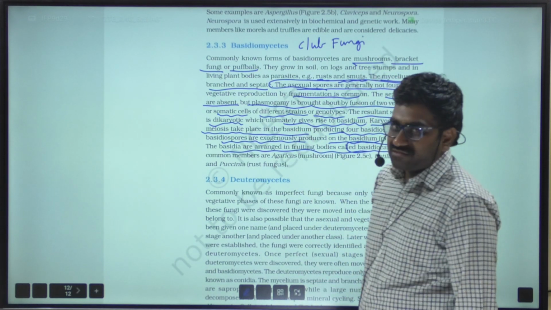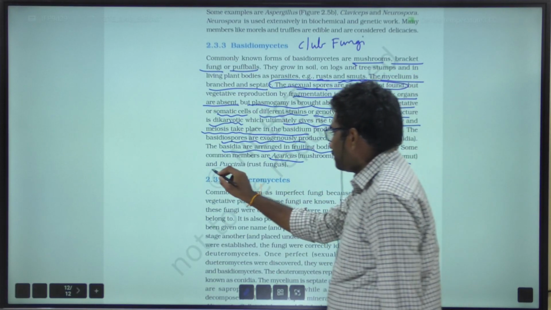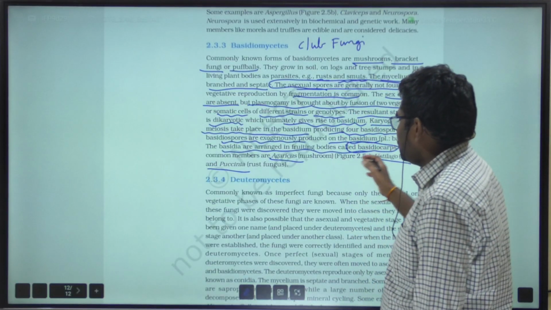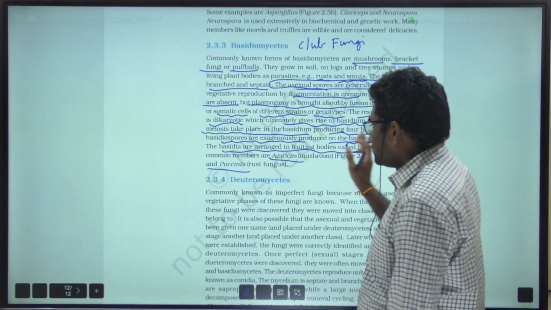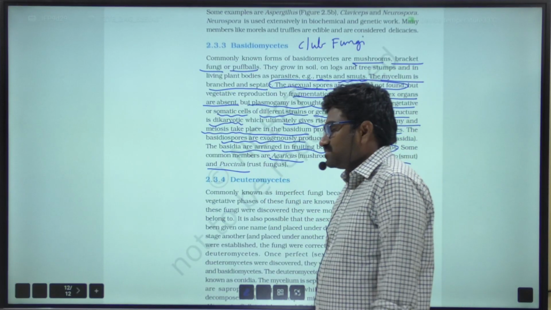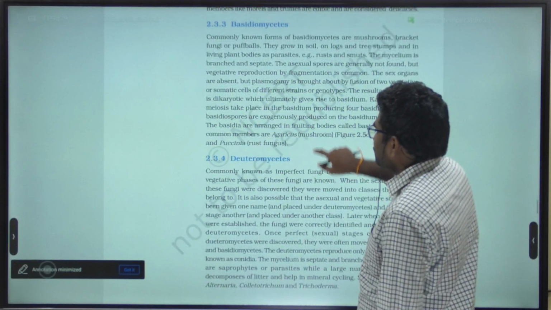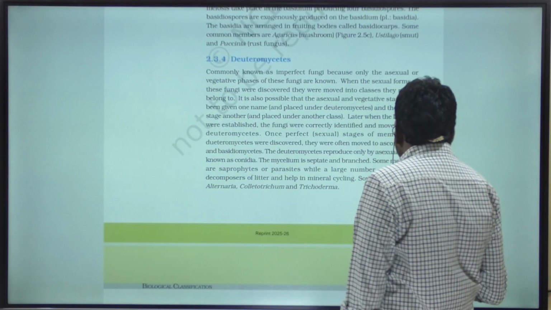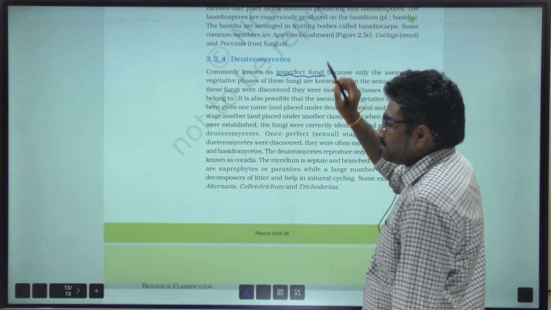Some common examples are Agaricus, Ustilago, Puccinia. Agaricus is a mushroom, Ustilago is a smut, Puccinia is a rust fungus. Next, Deuteromycetes. The common name for Deuteromycetes is imperfect fungi.